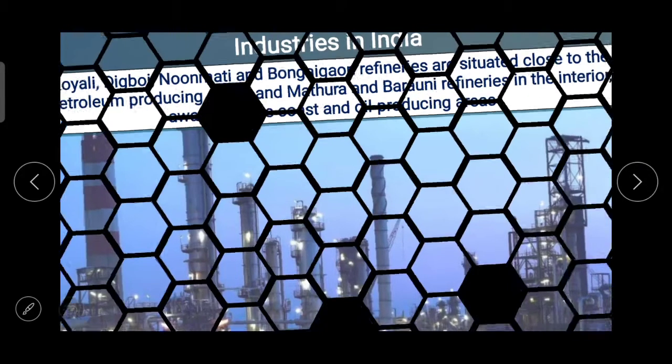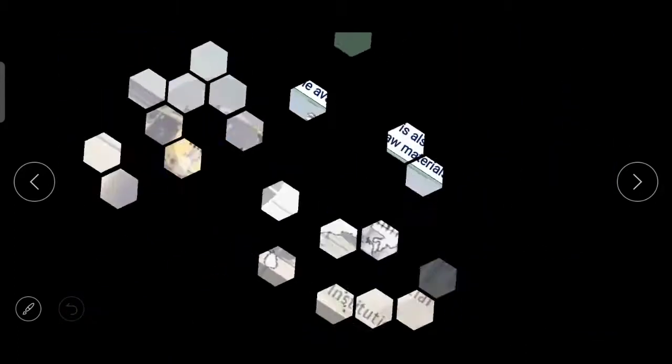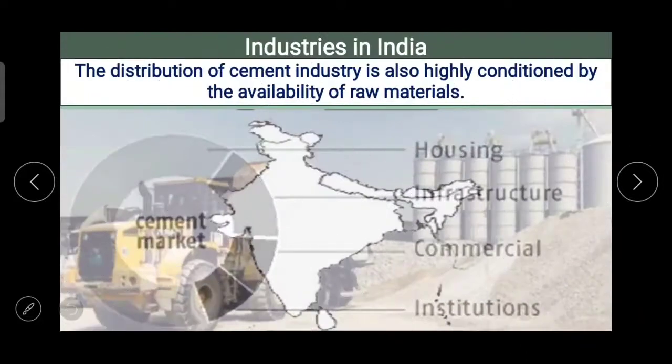The distribution of cement industry is also highly conditioned by the availability of raw material. So again and again same thing is there about the raw material.